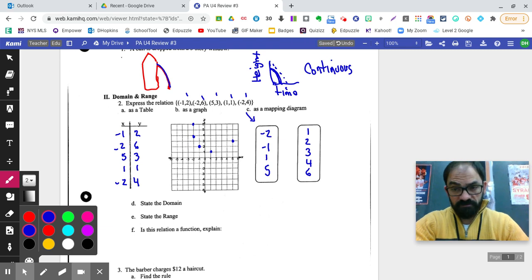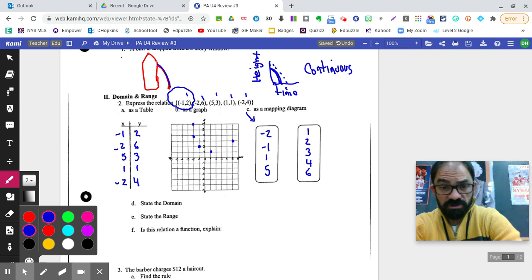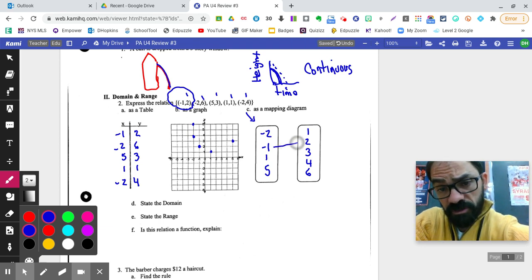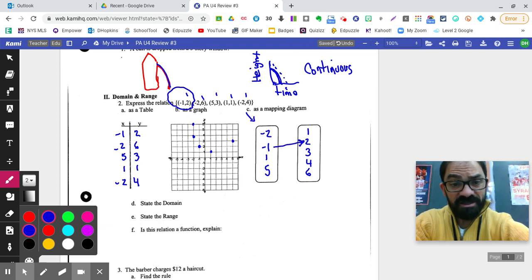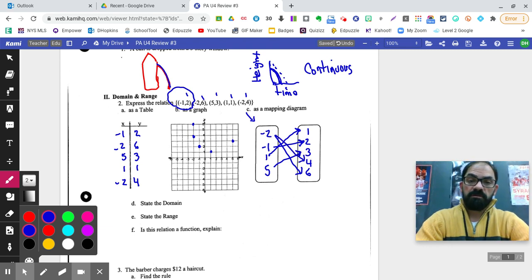And now I map them. So in this first ordered pair, -1 goes to 2. So I draw the line like this. -2 goes to 6. 5 goes to 3. 1 goes to 1. And -2 goes to 4. That's a mapping diagram.